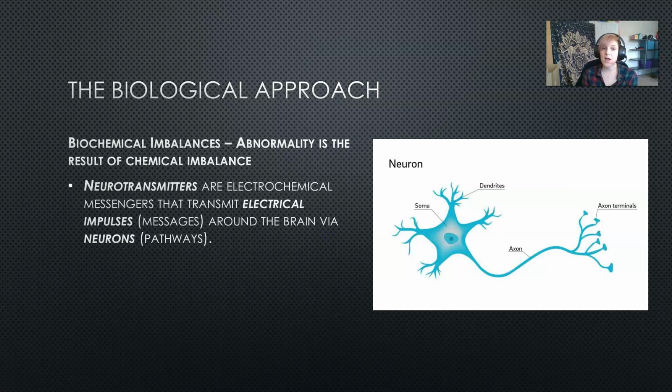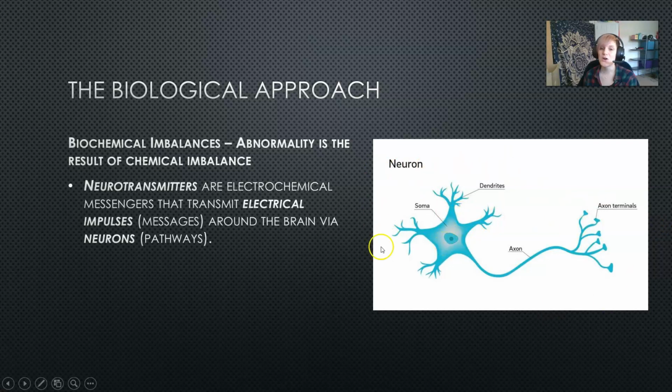So, the first is biochemical imbalances. Now, this assumes that abnormality is the result of a chemical imbalance. The chemicals that are being referred to here are neurotransmitters, or hormones that act like neurotransmitters in some cases. Neurotransmitters are electrical messengers that transmit electrical impulses, so messages, around the brain via neurons, so pathways. So here we see a neuron, and neurotransmitters fire electrical impulses down the neuron, and then they will connect to another neuron at the end of here.